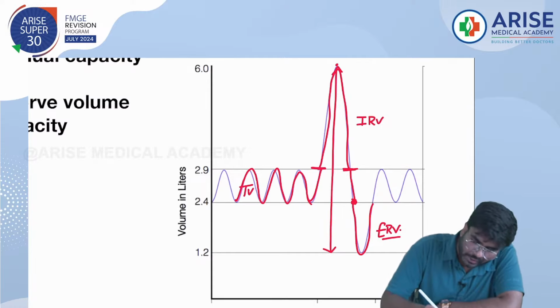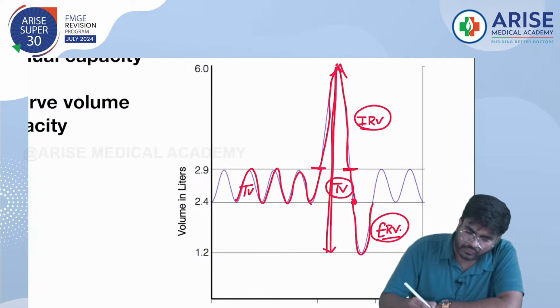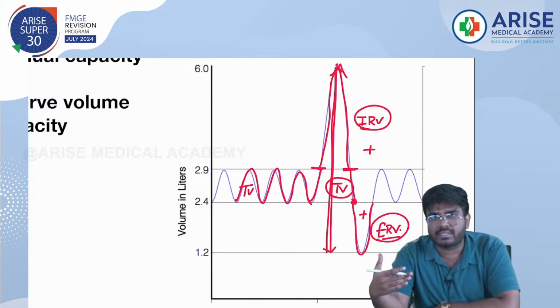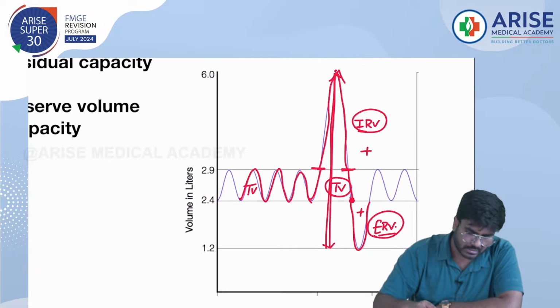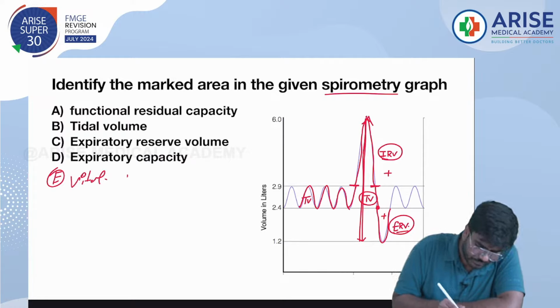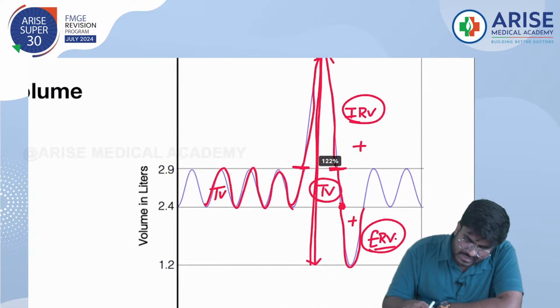Now I am pointing an arrow which includes tidal volume, inspiratory reserve volume and expiratory reserve volume. If you add these three volumes, that is inspiratory reserve volume, tidal volume and expiratory reserve volume, you are going to get a capacity. What is the capacity? That is vital capacity. Okay, vital capacity.